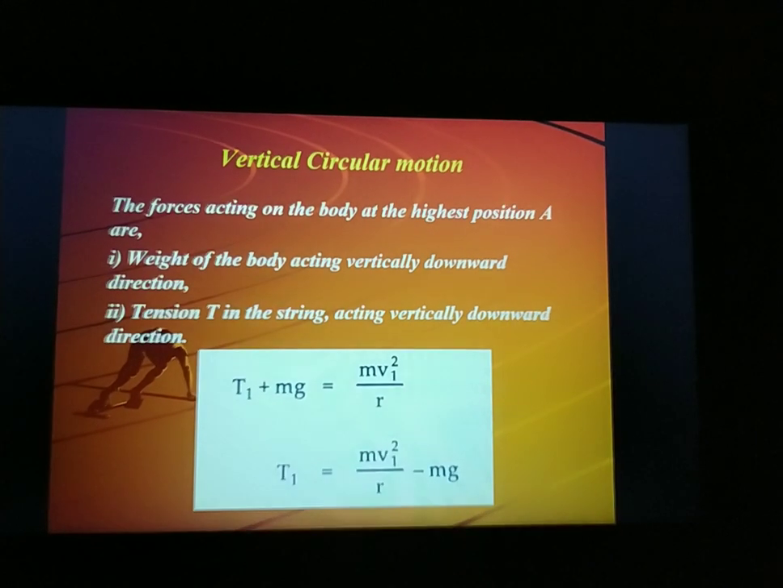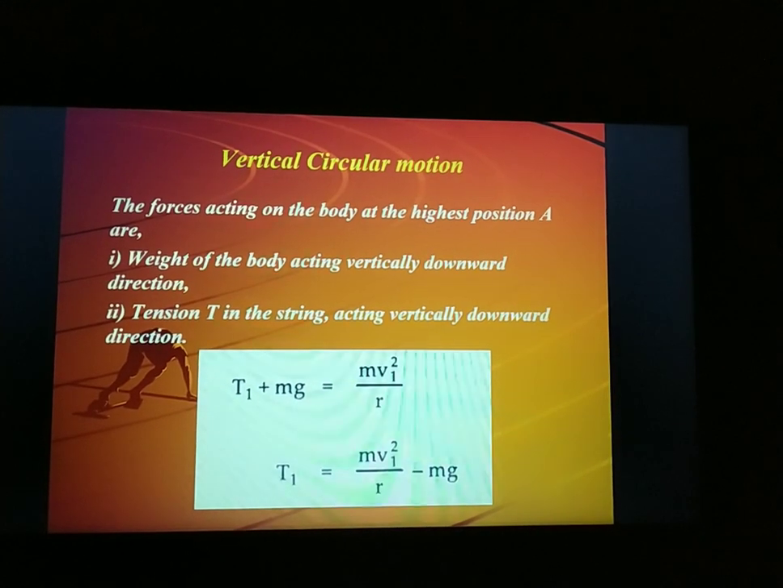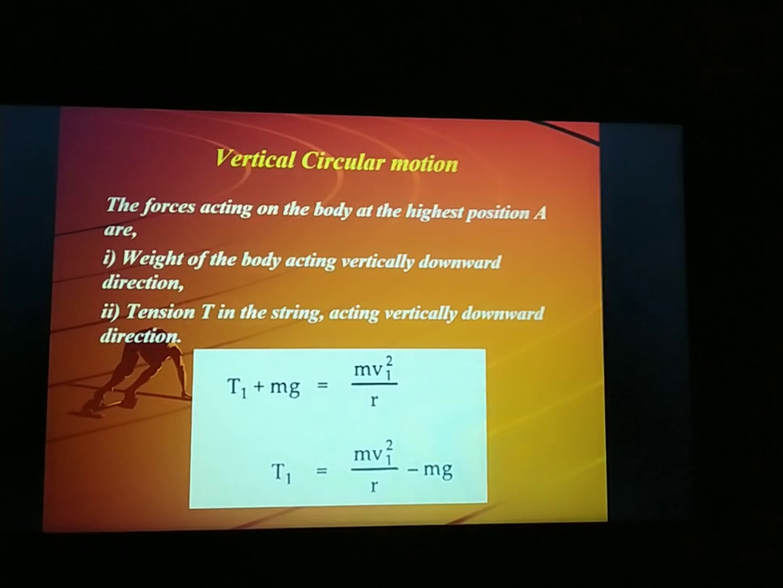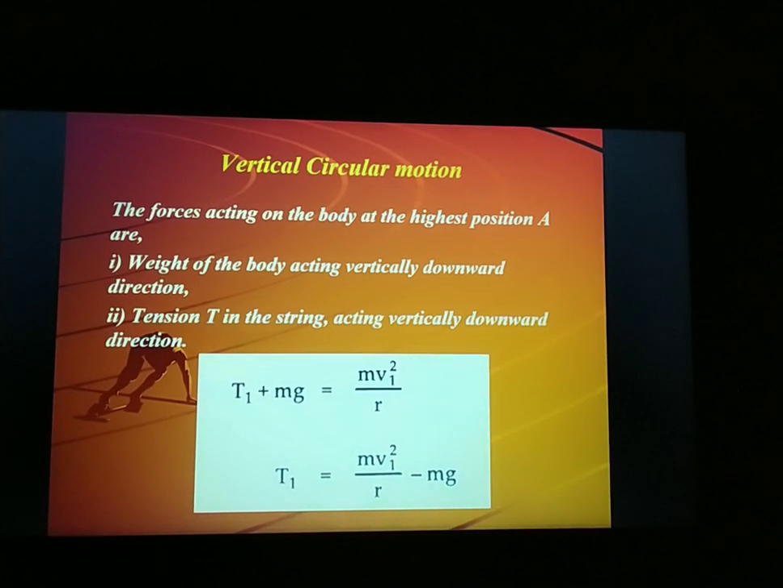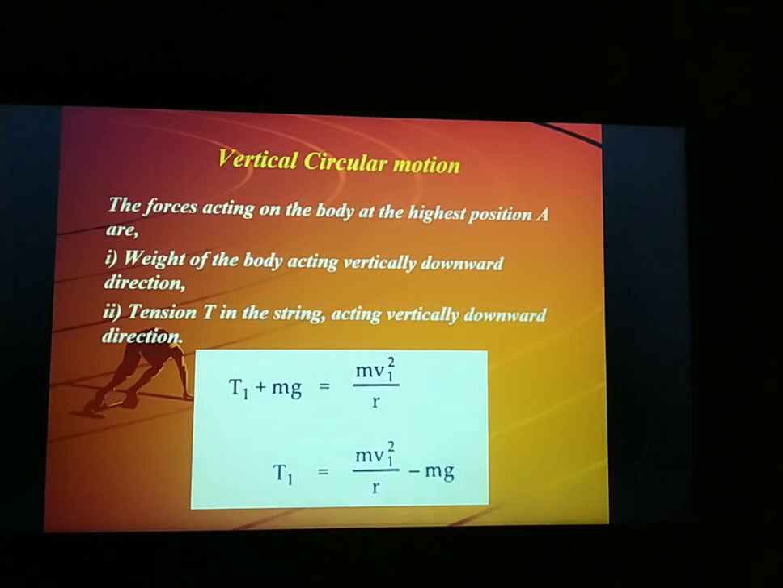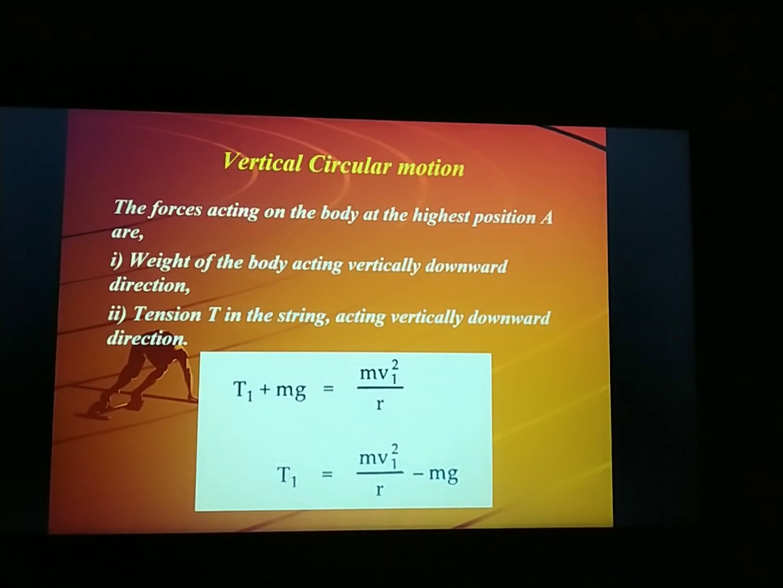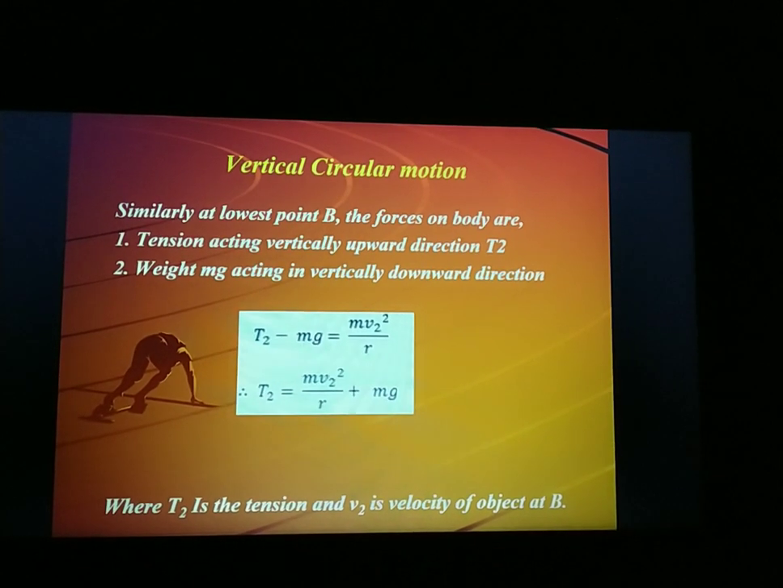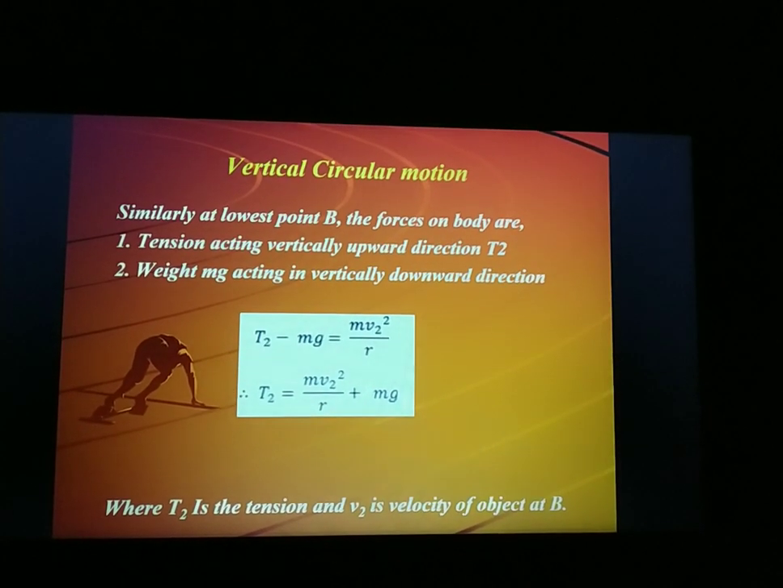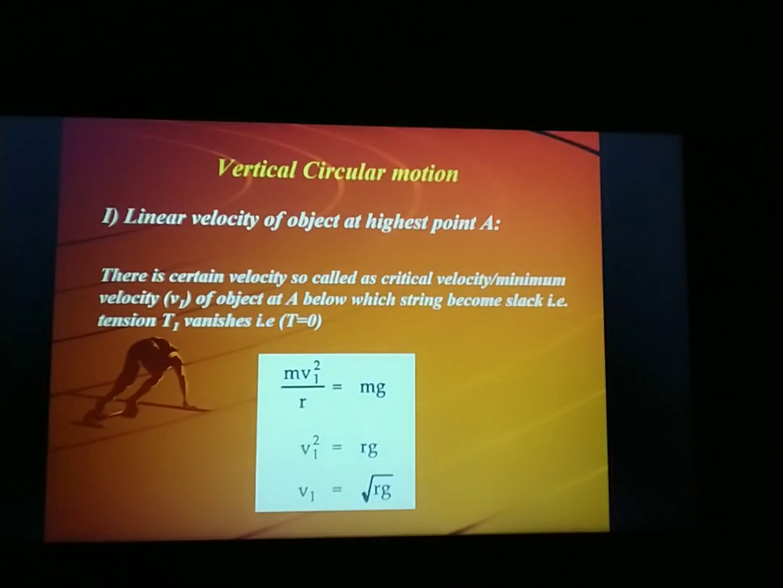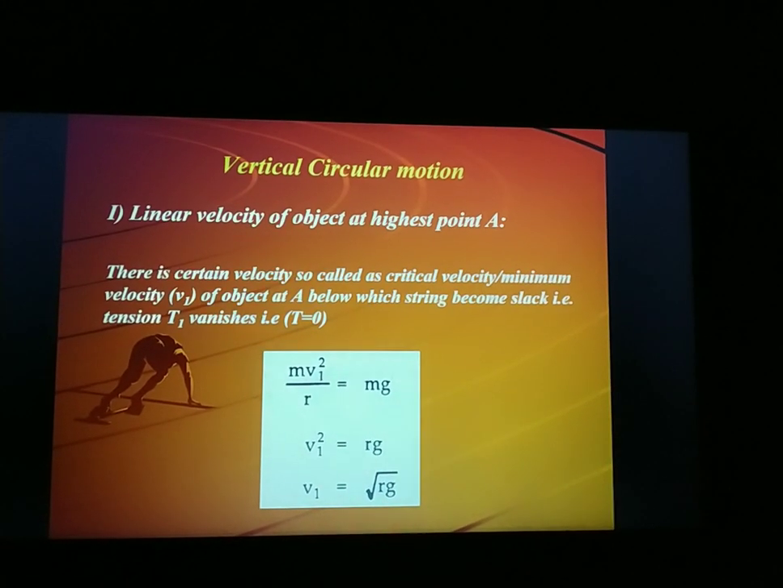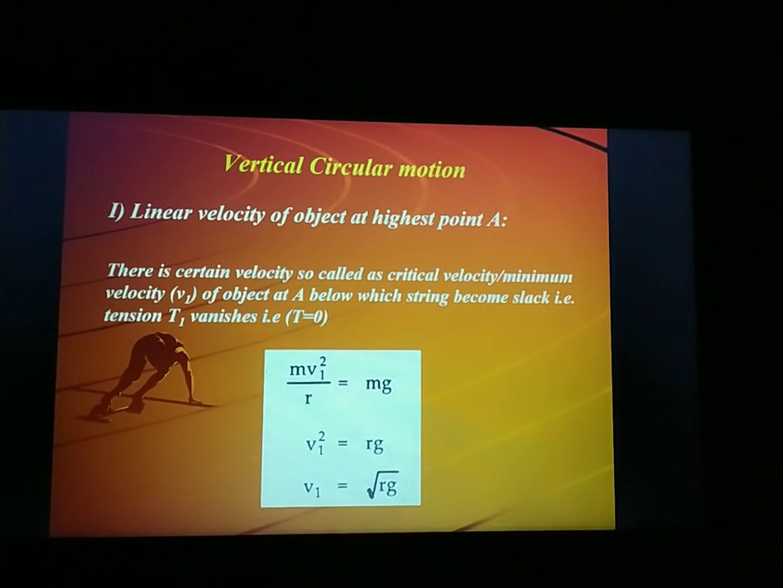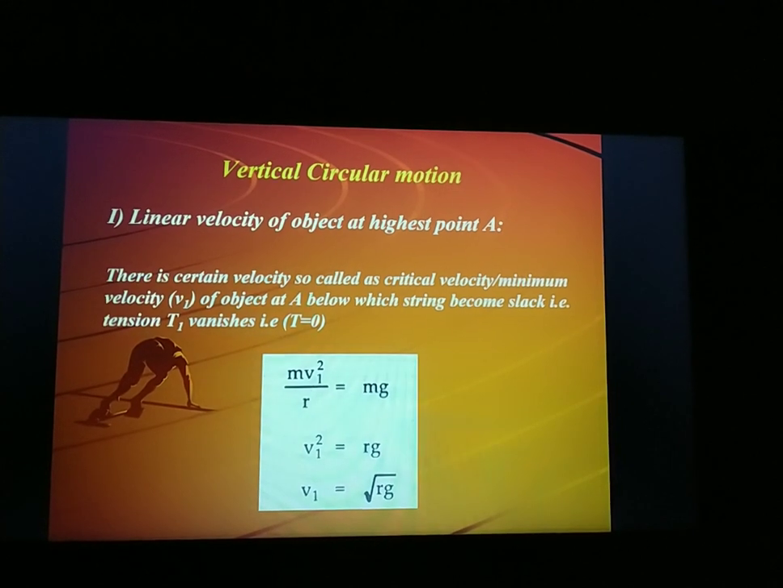So these are the tensions at two different positions, at the top and bottom. The T1 expression, mv1 square upon r minus mg, is the tension at the top position of the vertical circle. T2, mv2 square upon r plus mg, is the tension at the bottom position of the vertical circle. We already derived the velocity expressions, so you can revise here. V1 we will get as square root rg.